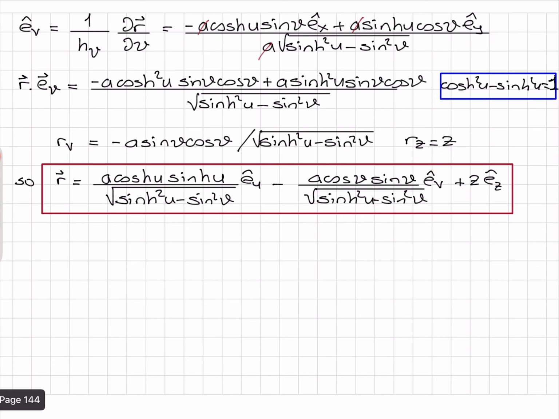rz simply is equal to z. Now I'm ready to write the position vector: ru eu hat plus rv ev hat plus rz ez hat.